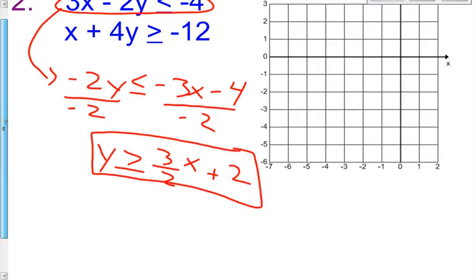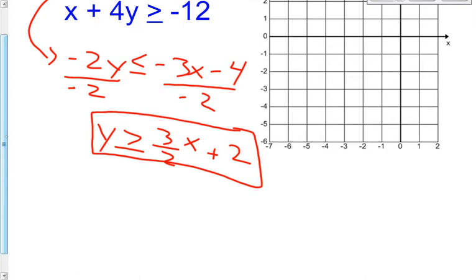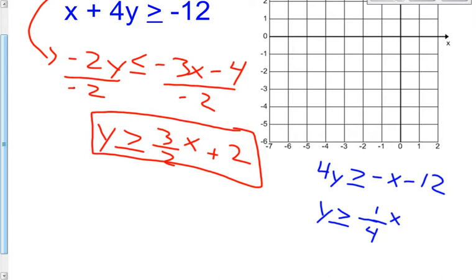The other one, x plus 4y is greater than or equal to negative 12. So it's going to be 4y is greater than or equal to negative x minus 12 when you subtract the x. Divide both sides by 4. So y is greater than or equal to negative 1/4 x minus 3. So let's graph both of these ones and shade accordingly.